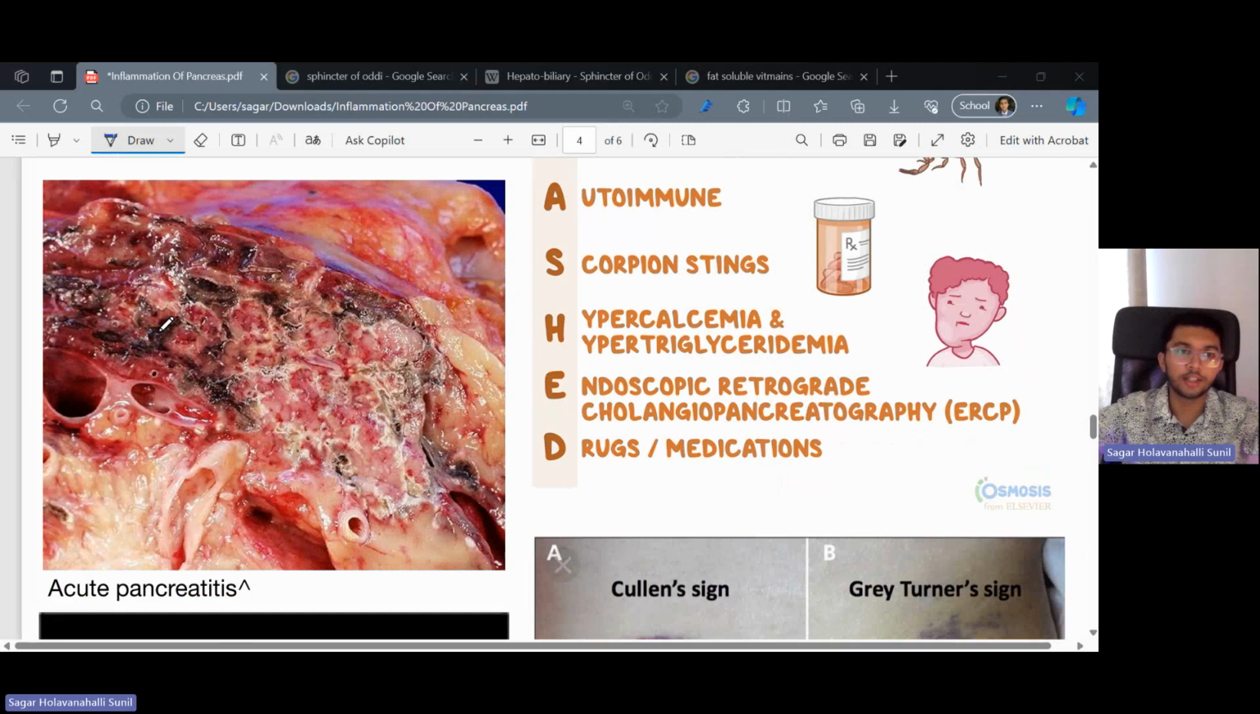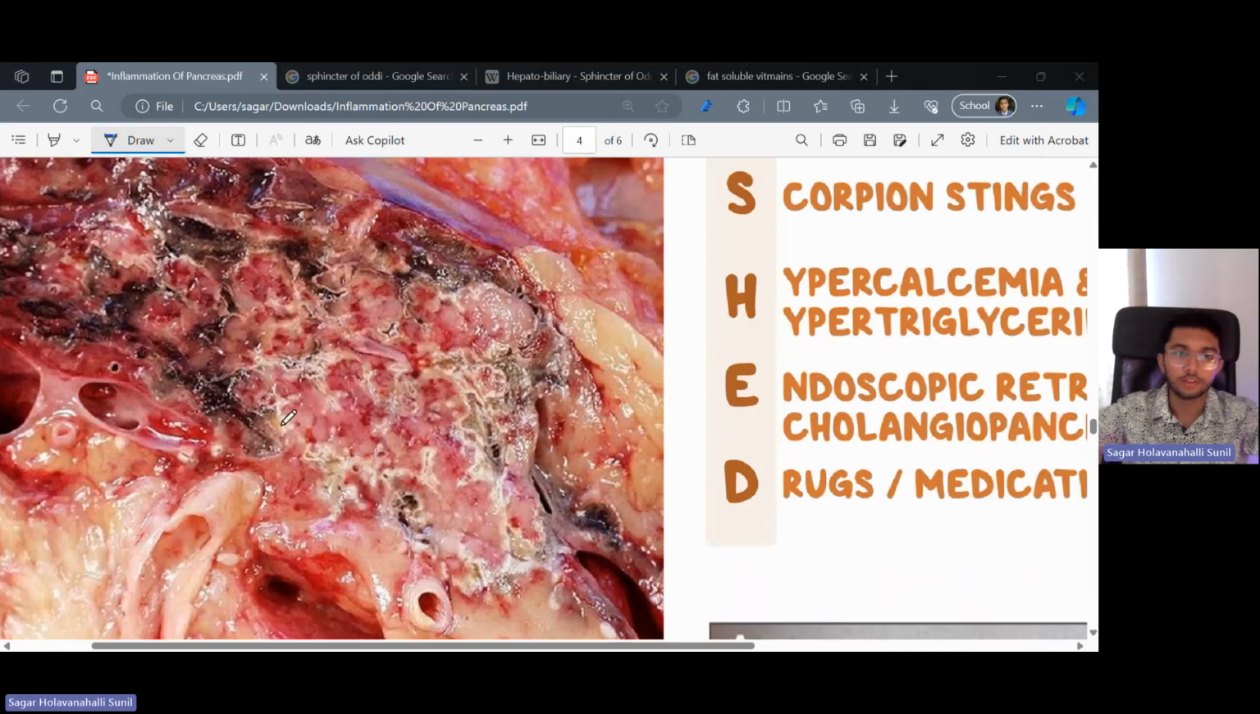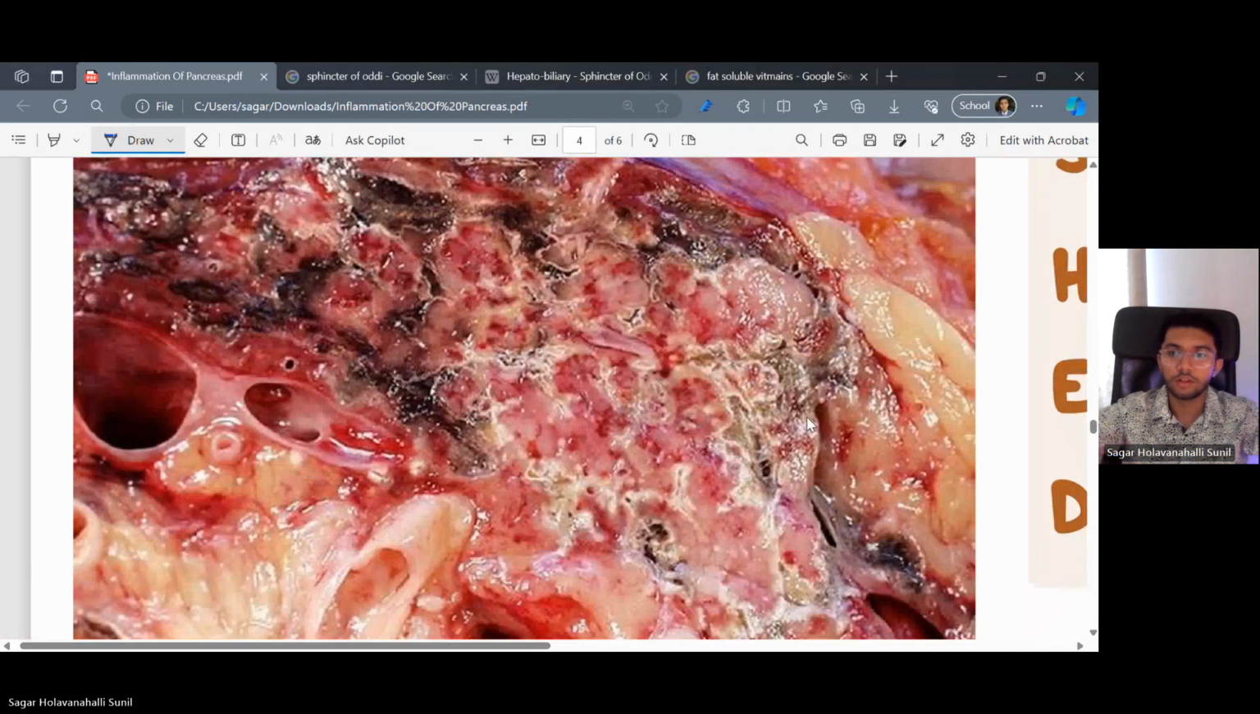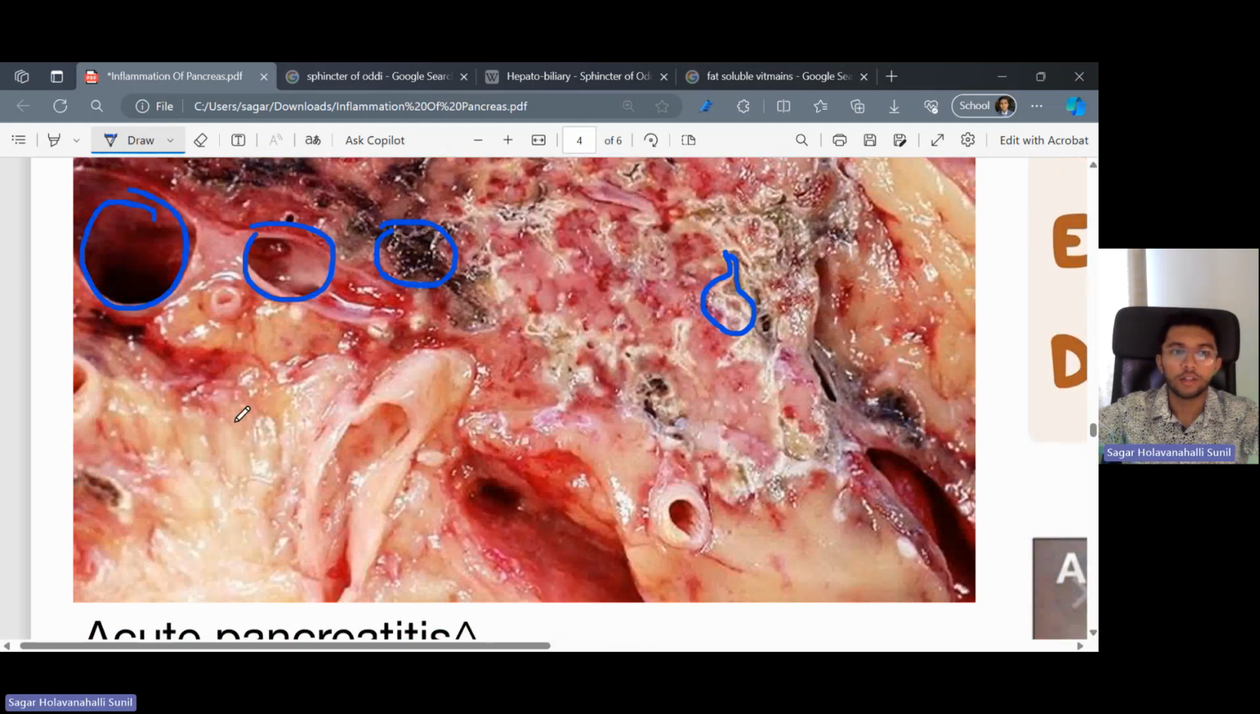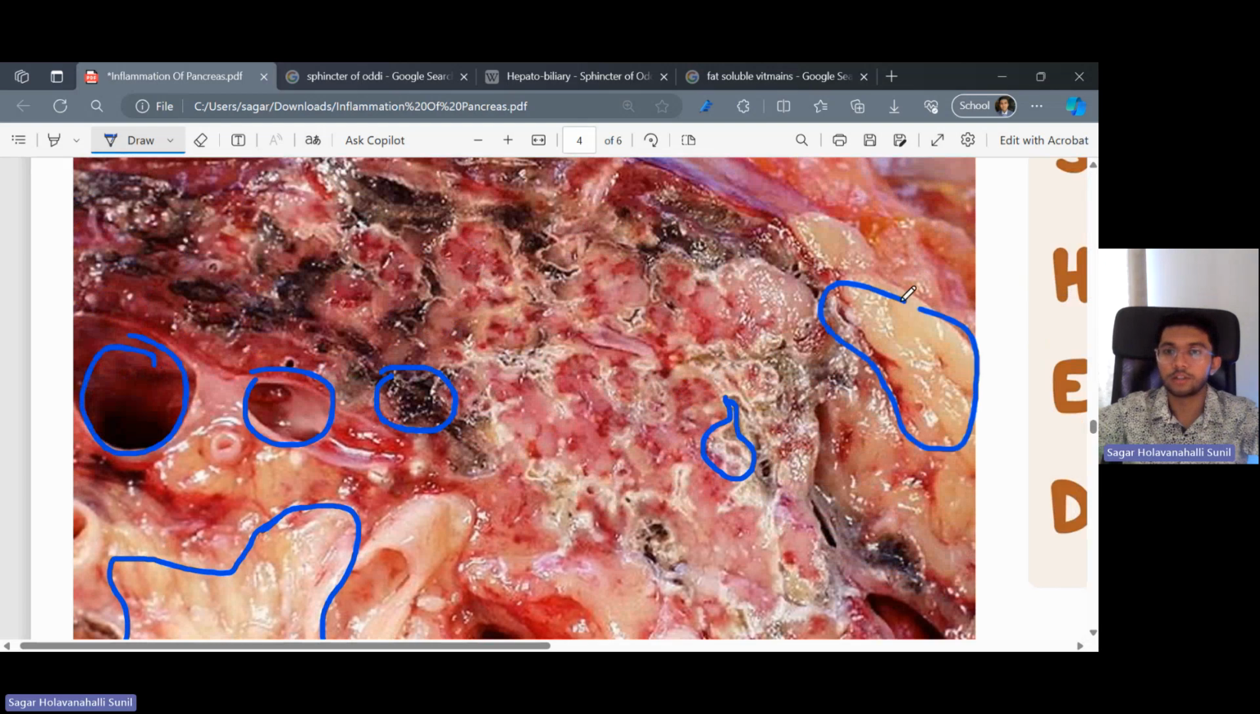You can see there are areas of necrosis. I'll zoom in actually. There are areas of necrosis here. There's some cyst formation. It could be a duct as well, but this big, it's probably a cyst. All these white areas are calcifications. There is fatty replacement of the tissue. You can see some more fat here.